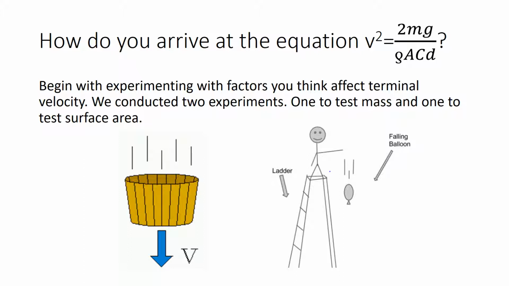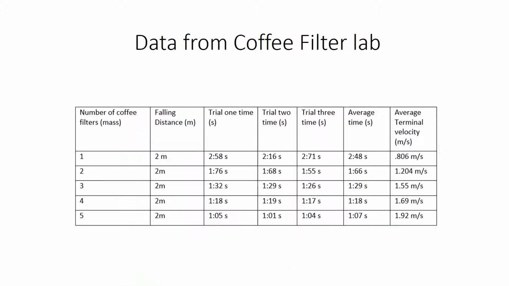We began with experimenting with some simple items. So we conducted 2 experiments, one to test mass and one to test surface area. We used a different number of coffee filters and dropped them, found the terminal velocity to see if mass affected terminal velocity. And then we used different size balloons to test for surface area.